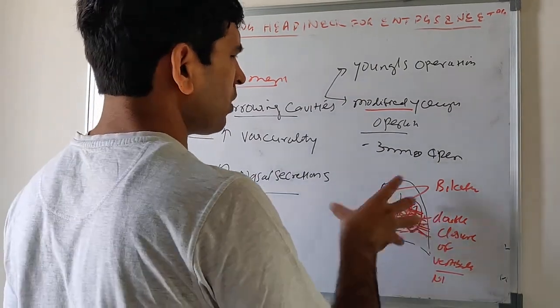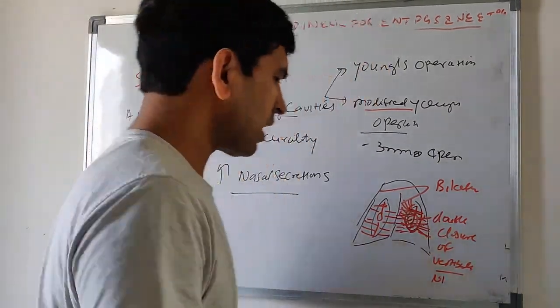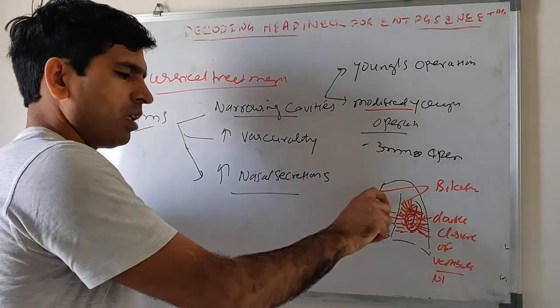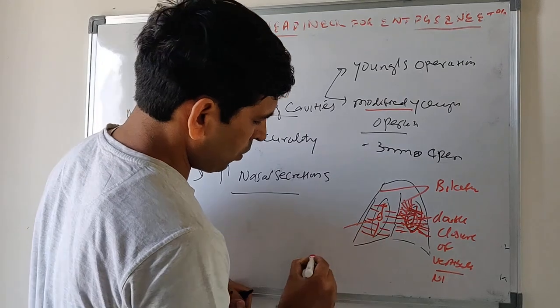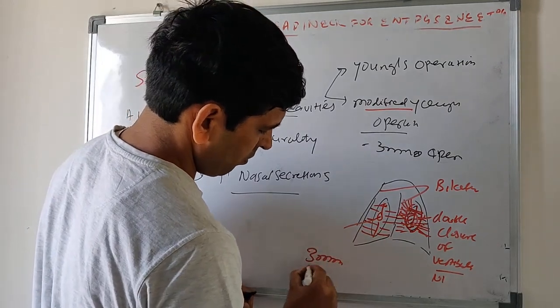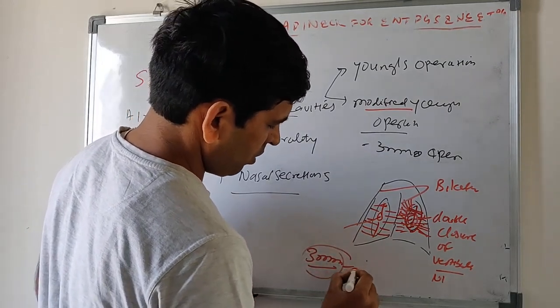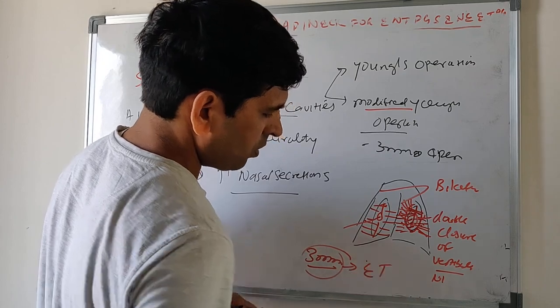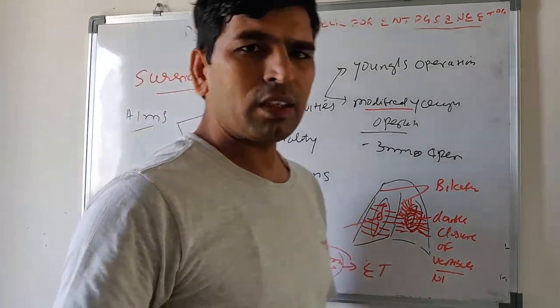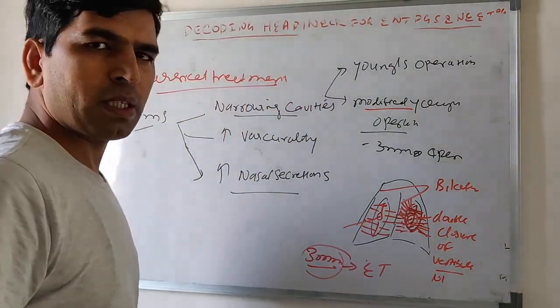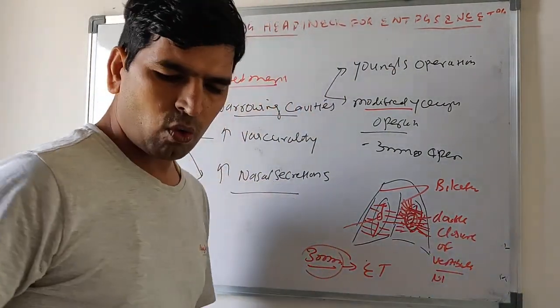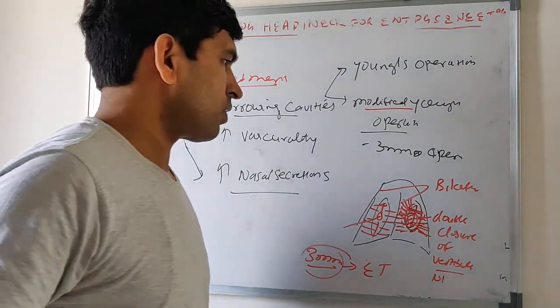There are different types of modified Young's operation, but I prefer this mucosal flap and I put a 3 mm endotracheal tube, an infant endotracheal tube, bilaterally for 7 days. That's how I do this.